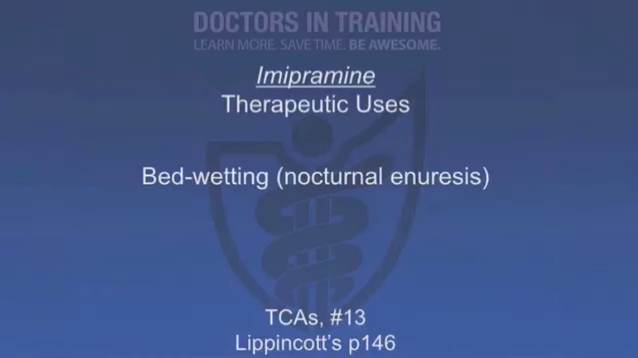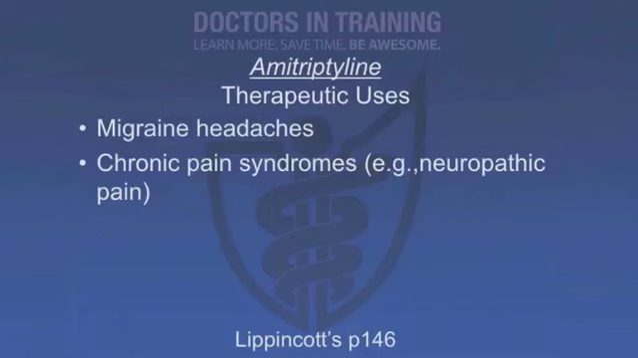Imipramine has been used to control bedwetting in children older than 6 years of age. But it should be used cautiously because it can cause cardiac arrhythmias and other serious cardiovascular effects. The TCAs, primarily amitriptyline, have been used to treat migraine headache and chronic pain syndromes, for example, neuropathic pain.